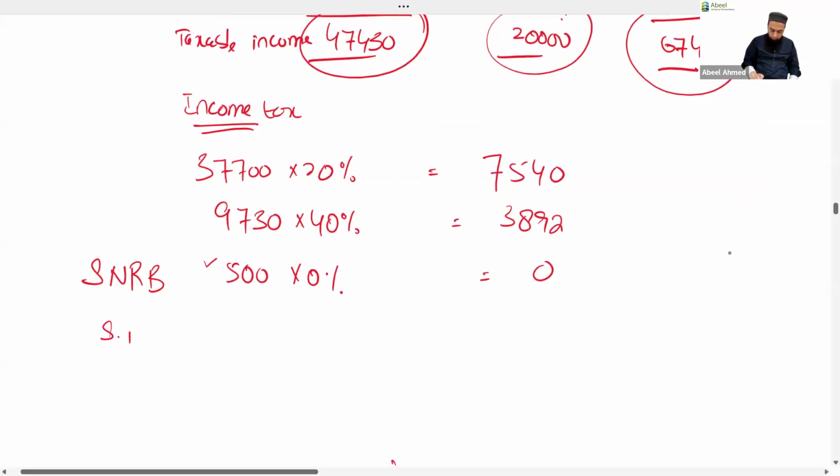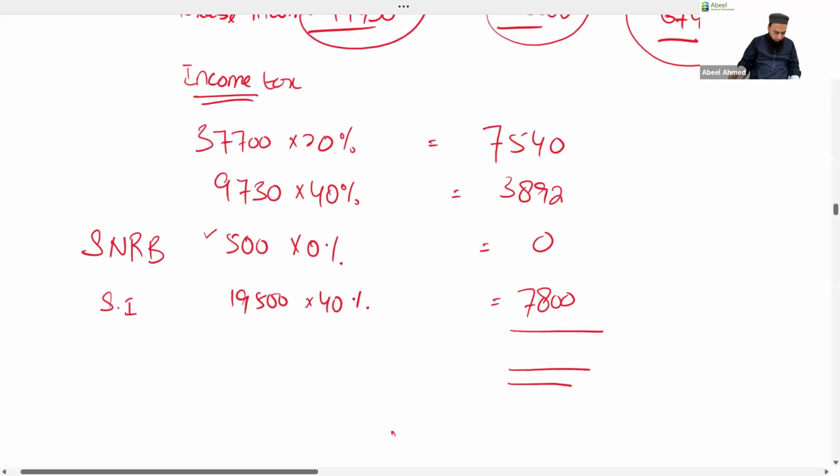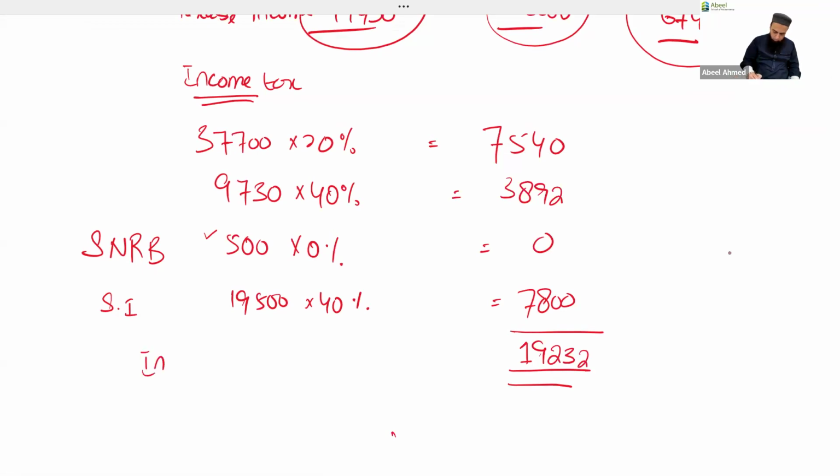Simply your saving income 19,500 into 40%. I'm getting 7,800. Simply add all of them, you will get income tax liability. 7540 plus 3892 plus 7,800 gives us income tax liability 19,232.